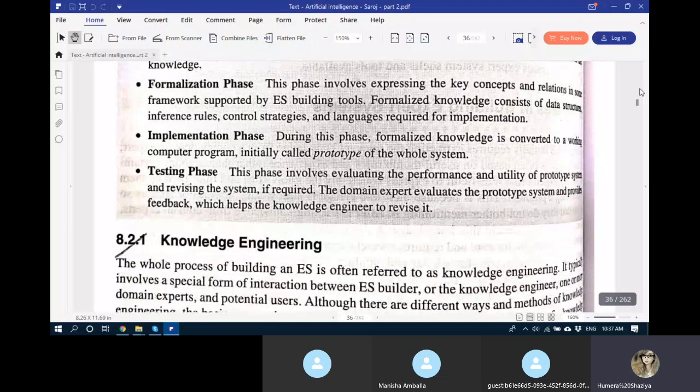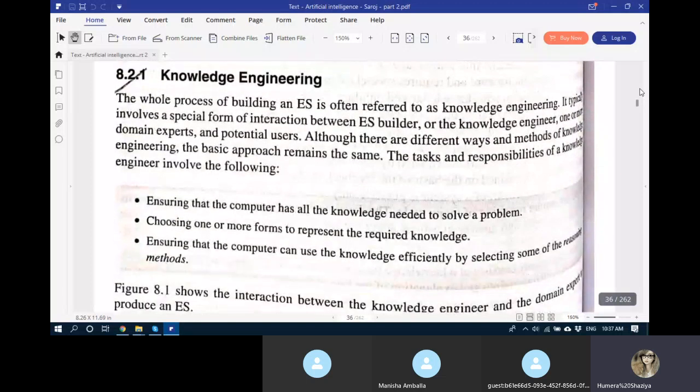Let us move ahead to the next topic, which is knowledge engineering. Knowledge engineering is quite a significant topic in an expert system, because the whole process of building an expert system depends on how efficiently knowledge is engineered.